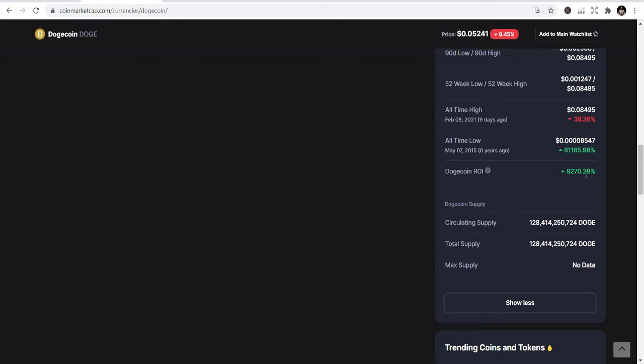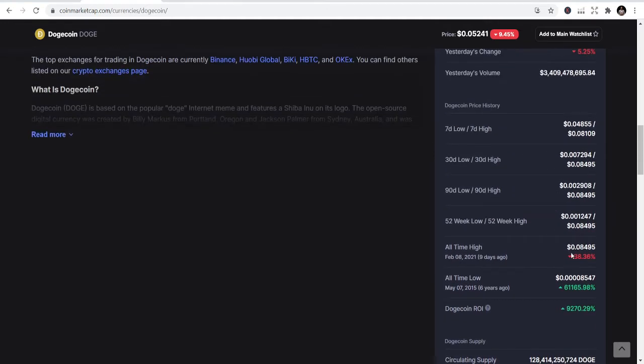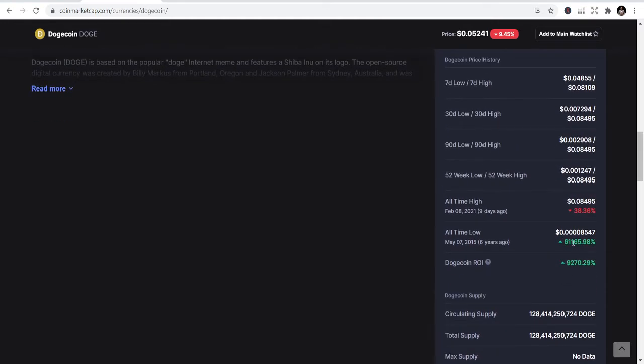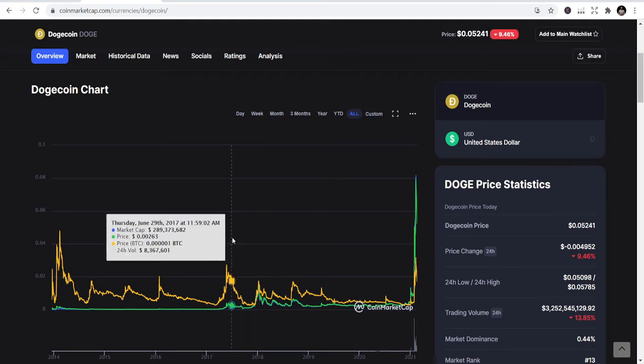And it means the return on investment for Dogecoin has been like 9,270%. There's no business in this world, apart from crypto, that you can get this type of return on investment on. So let's compare the price, 0.0008547, to today's price, which is 0.05240. So based on this analysis, based on what I'm seeing and how the price is going up, with some analysis and the influence of Elon Musk.